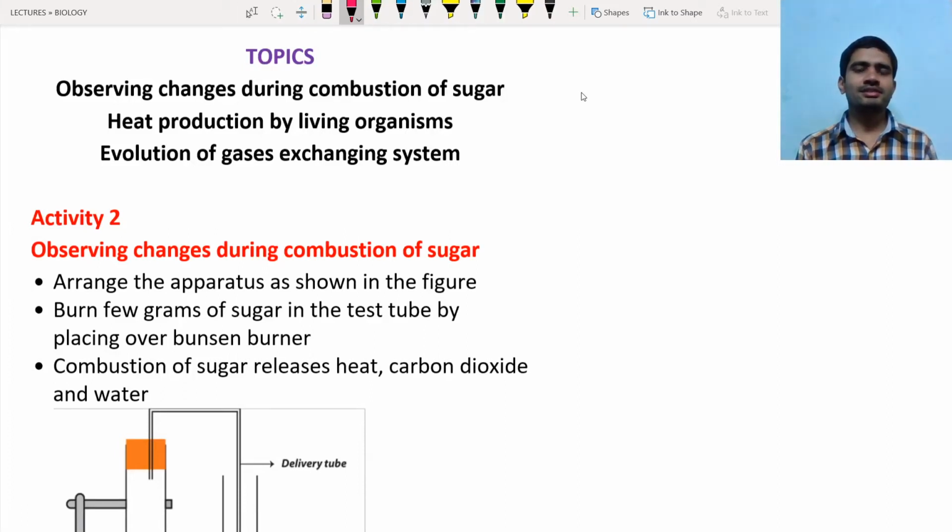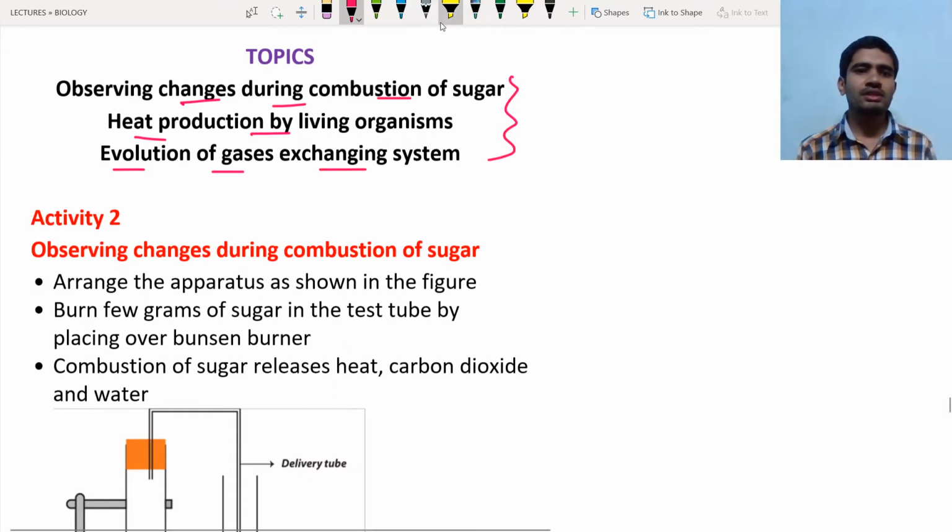Hello students and learners, welcome to the new lecture. In this lecture we are going to discuss three topics: observing changes during the combustion of sugar, heat production by living organisms, and evolution of gases exchanging system. Okay, so these are the three topics that we are going to discuss. Now let us start the discussion.